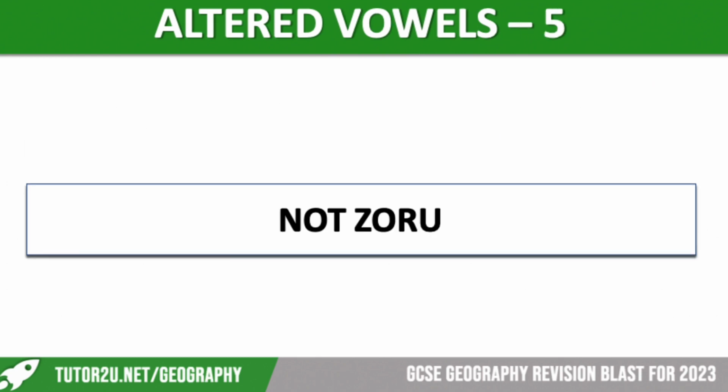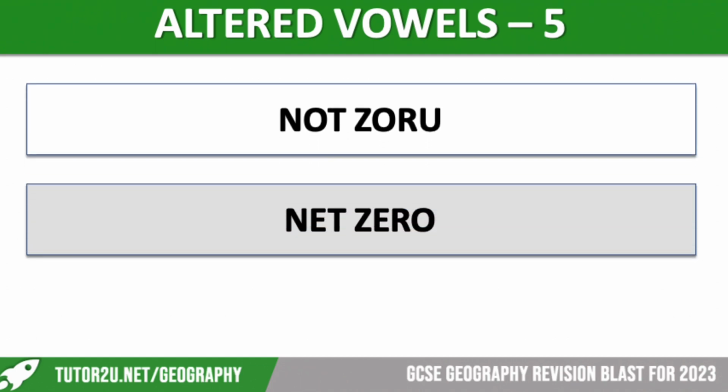And our last altered vowels is on the screen. It hopefully is a nice, easy one. Even if you don't know the term, it's one that's quite easy to guess just because there's a lack of letters on the screen. Let's reveal. It is net zero, the idea of balancing it out. So we're not giving off more than we're taking in. Now, this balance is known as net zero, and you will have heard a lot about it if you listen to any reports on things like the COP summits that we've seen over the last couple of years.